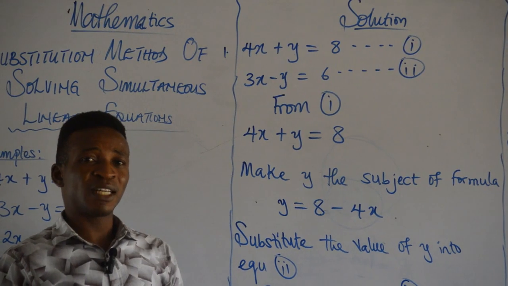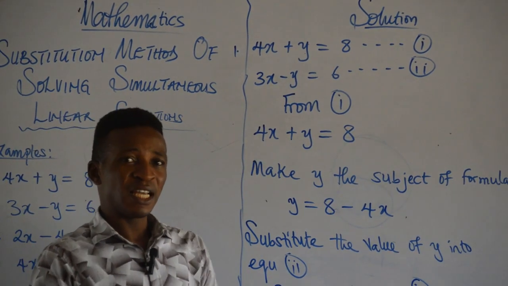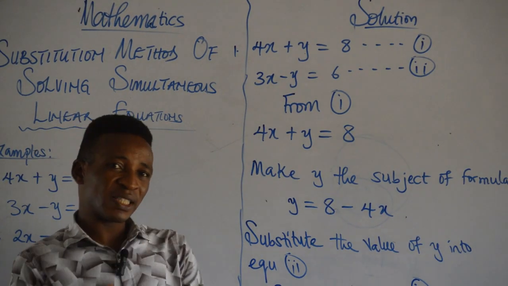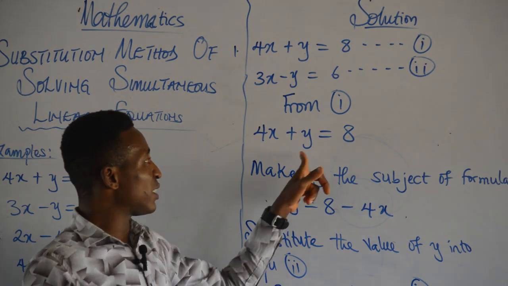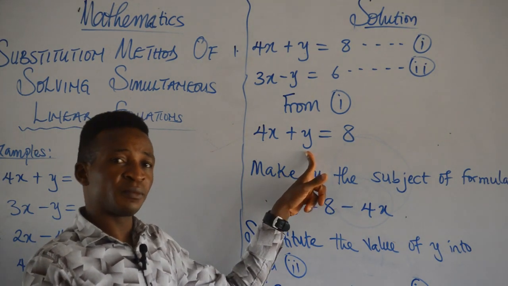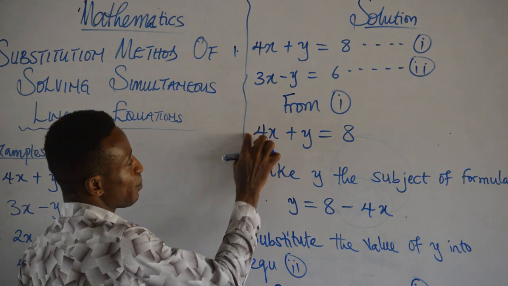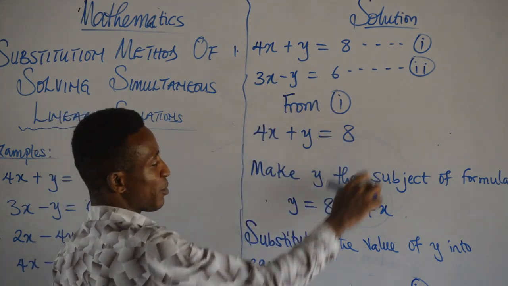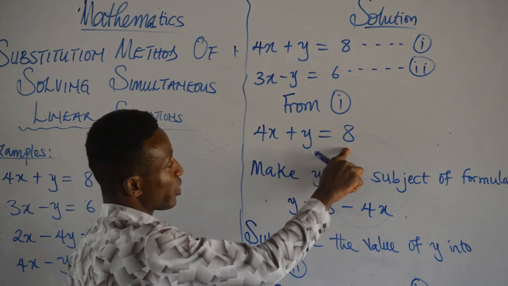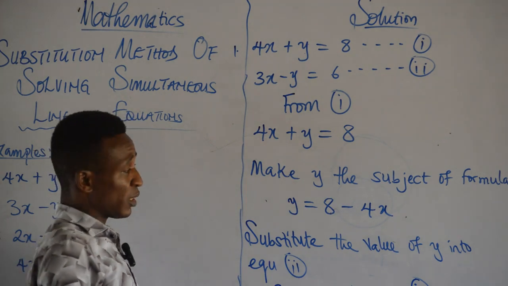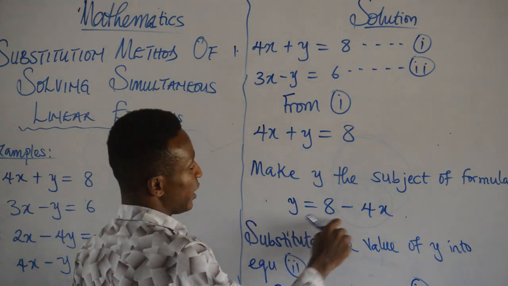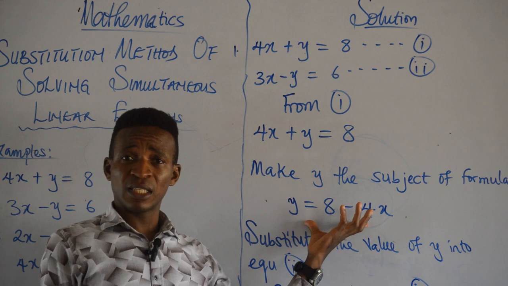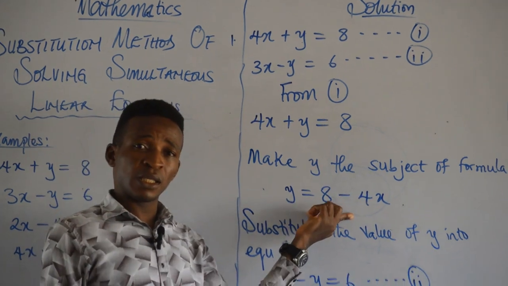Now when you say subject of formula, that means you want it to stand alone. Every other thing goes to the other side, which is our right hand side, while this y stays on the left hand side. Now this is plus 4x. When it crosses to the other side, it becomes minus 4x. 8 is already on the right hand side, so no need of shifting that one. So that means we have y equals 8 minus 4x. Now that stands as the value of y at this stage.